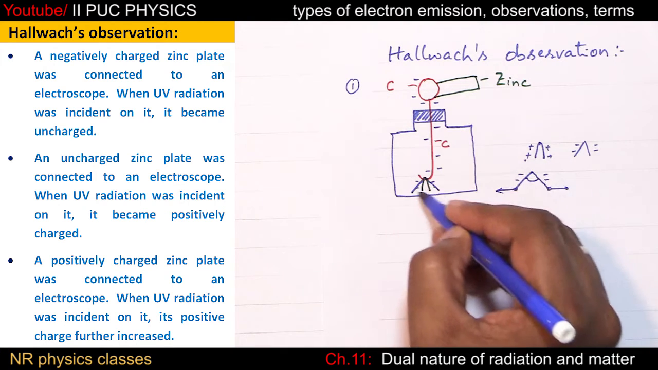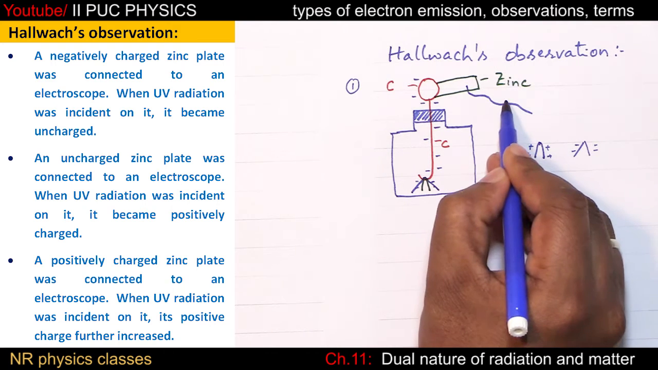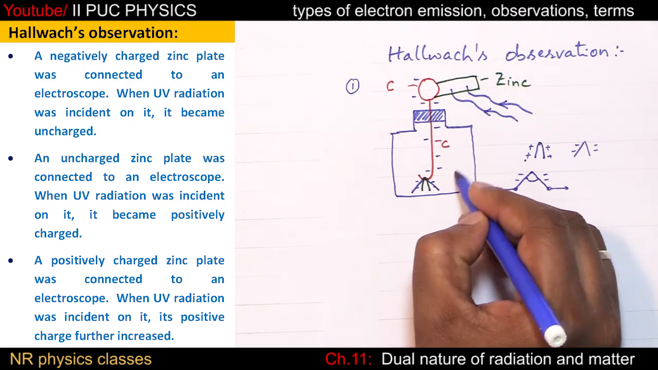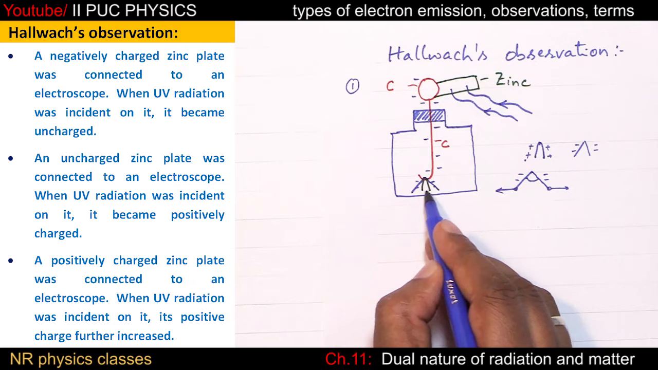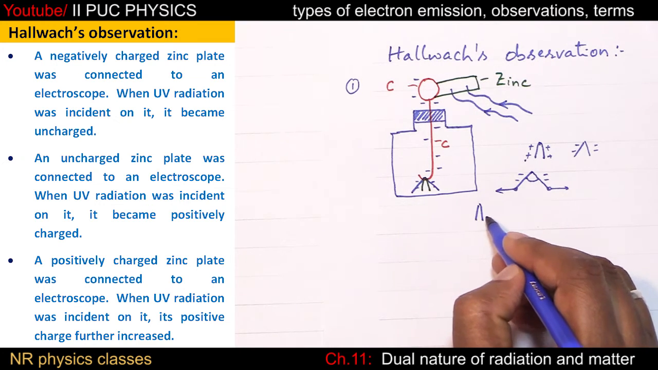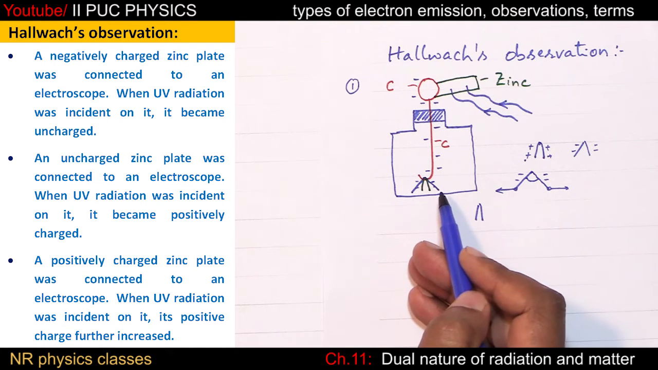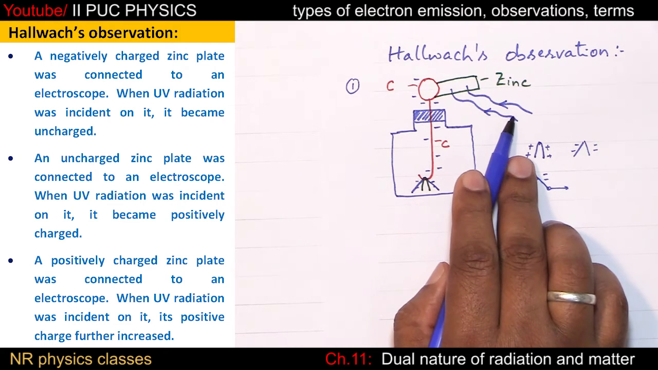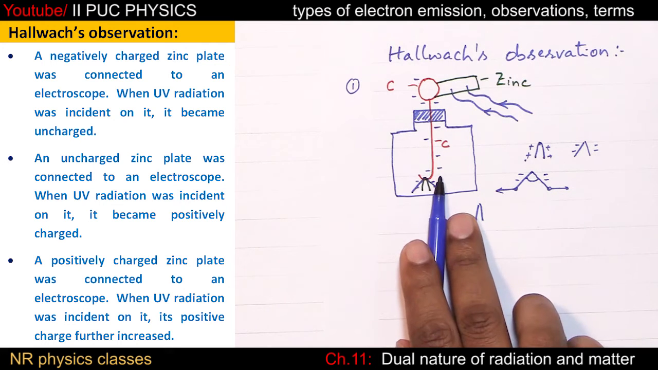If the electroscope is already negatively charged and ultraviolet radiation is incident on the zinc plate, this electroscope became neutral. What do you mean by it became neutral? If it becomes neutral, then these two will collapse. It will come down to this shape. Students, you can explain this, right? If ultraviolet radiation falls, then this energy is sufficient to remove electrons. Electrons are removed means this becomes neutral.